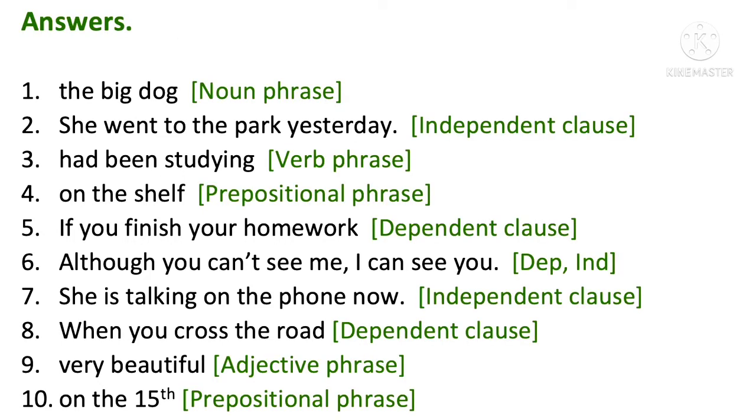Here are the answers. The big dog. Noun phrase. This is a noun phrase because the phrase focuses on the dog, which is a noun. She went to the park yesterday. Independent clause. This is an independent clause because there is a subject, she, and a verb, went. The clause makes sense on its own as a sentence. Therefore, it is an independent clause.